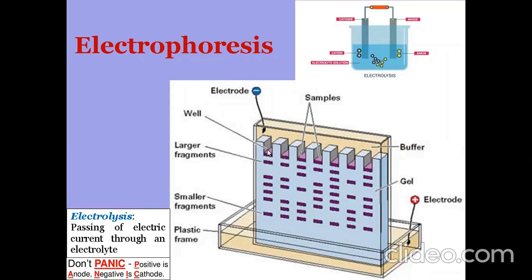Next, if we pour a sample and it moves into the gel, the larger fragment will move slowly through the pores, and the smaller fragments will move faster and will be at the end of this gel, and so on. And the rest is the plastic frame, and that's it.